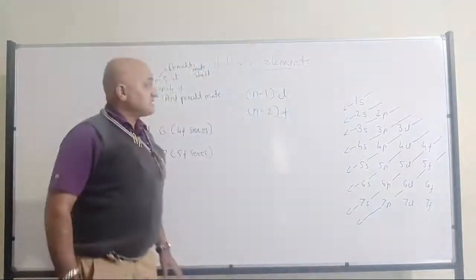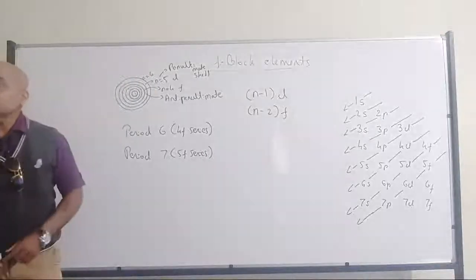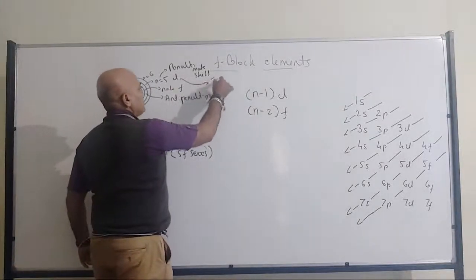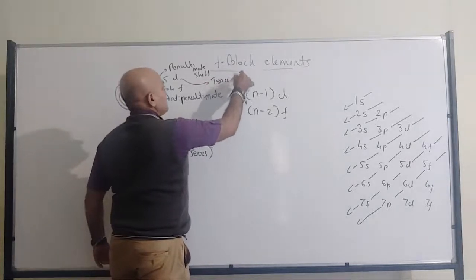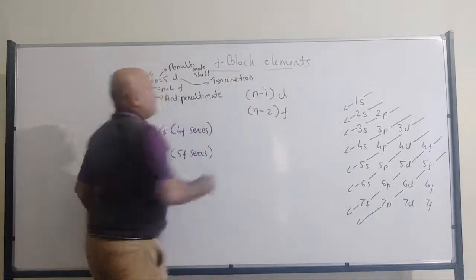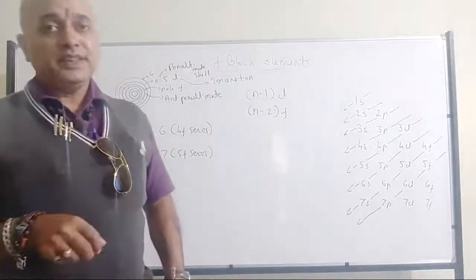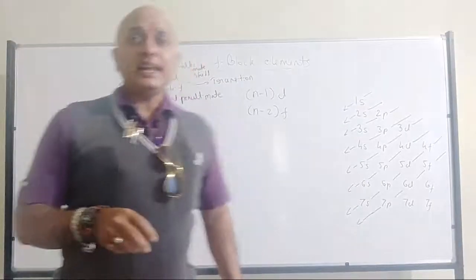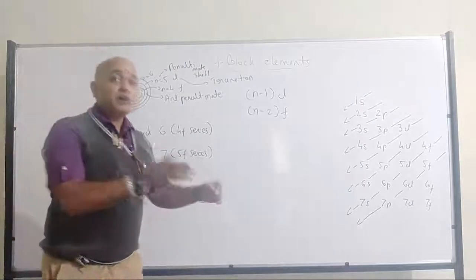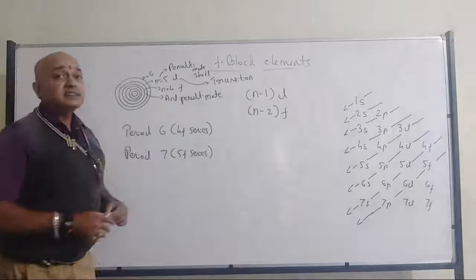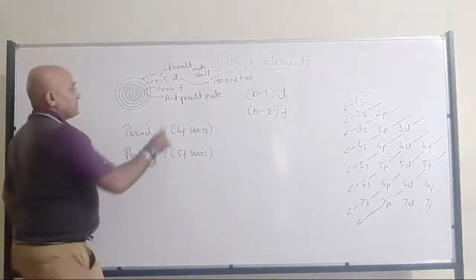Yes, it is called transition elements, right? So D block elements are called transition elements. Why are they called transition elements? Because of their position in the periodic table. They are exactly between the S block and P block elements. So due to that, they are called transition elements.